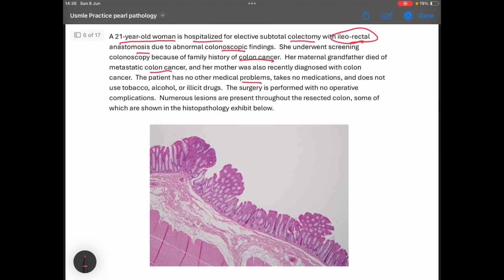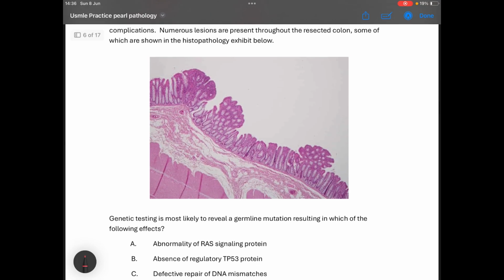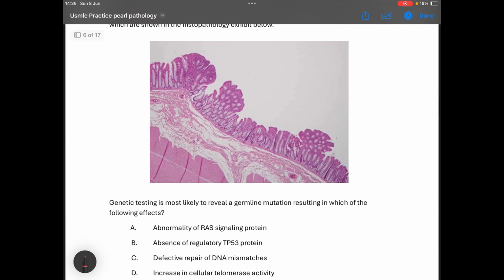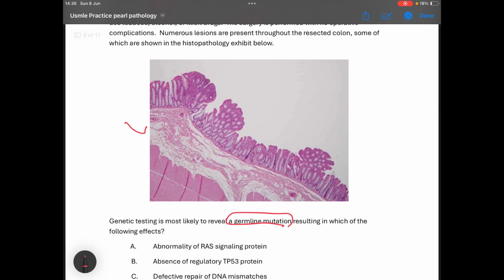The patient had no other medical problems, takes no medication, and does not use tobacco, alcohol, or illicit drugs. The surgery is performed with no operative complications. Numerous lesions are present throughout the resected colon, some of which are shown in the histopathology exhibits below. Genetic testing is most likely to reveal a germline mutation resulting in which of the following effects? First, we have to talk about this picture.